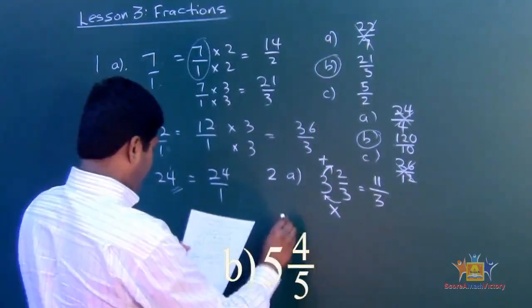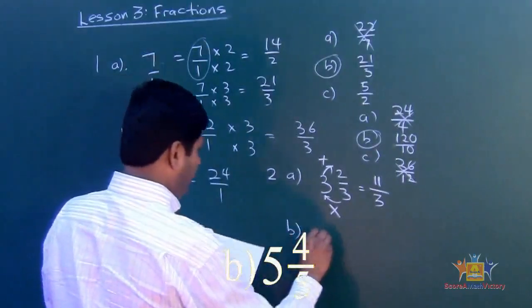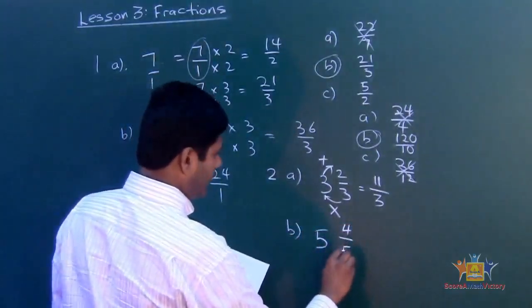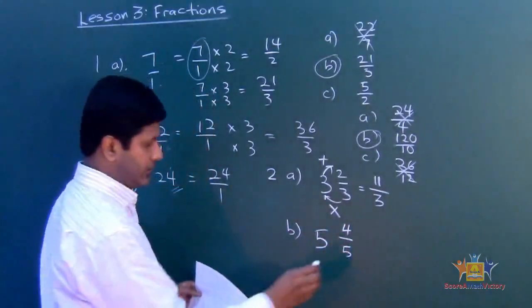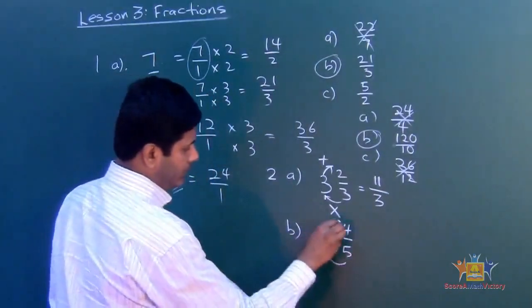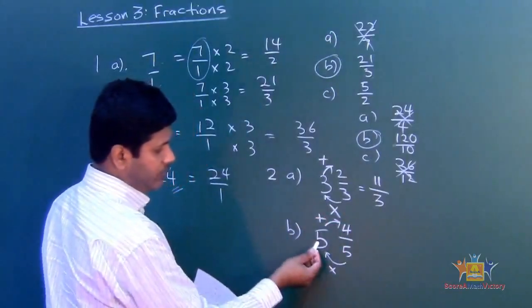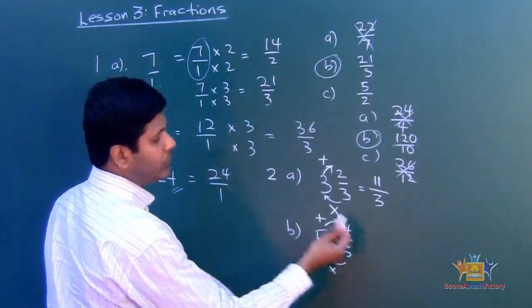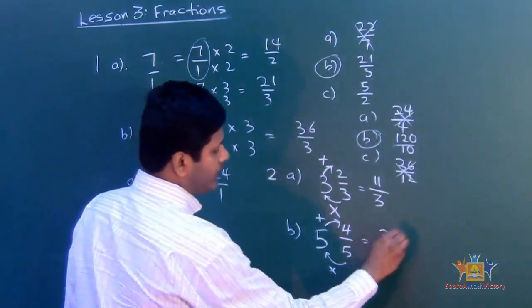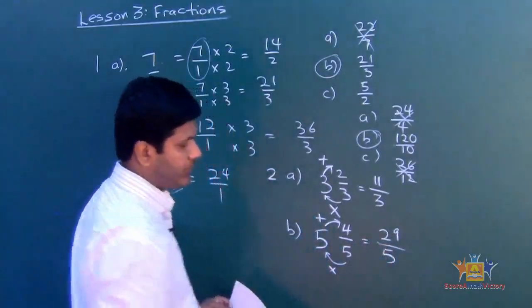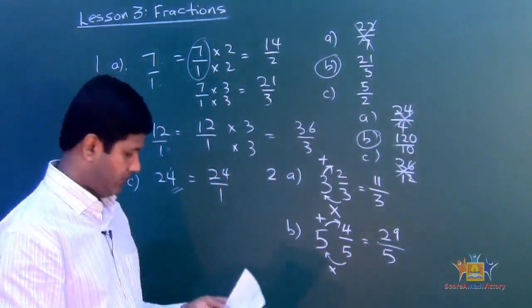Okay. Let's look at B. So B, you're given 4 and 4 over 5. Again, what method are we going to use? Semi-rotation. So we're going to multiply first and then add, right? So 5 times 5 is 25, plus 4 is 29. 29 over, maintain the same denominator, which is 5. 29 over 5. Very good.